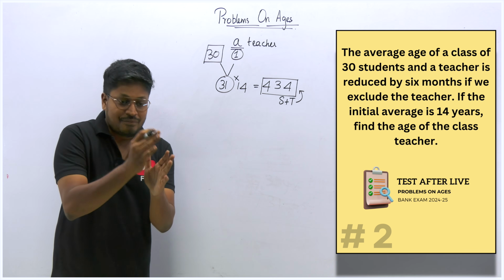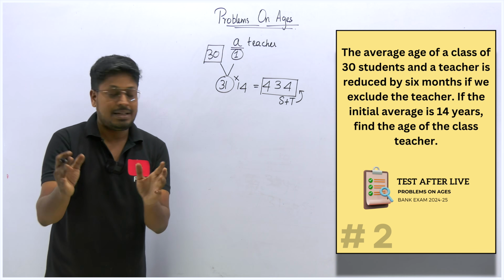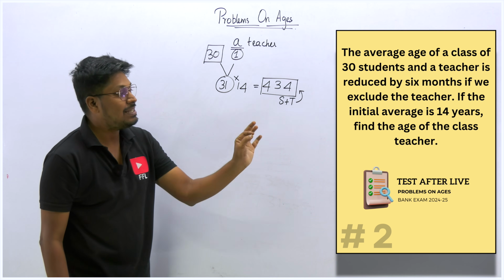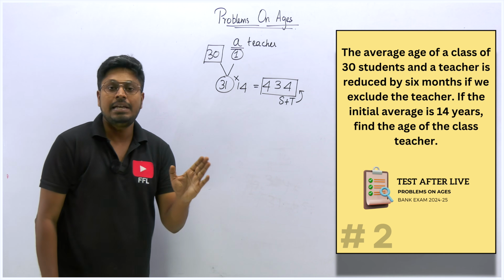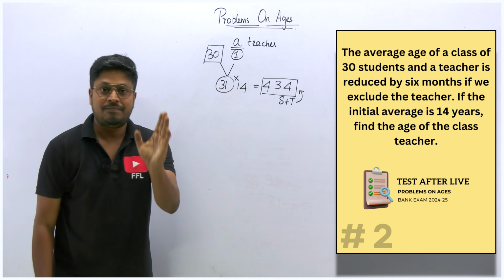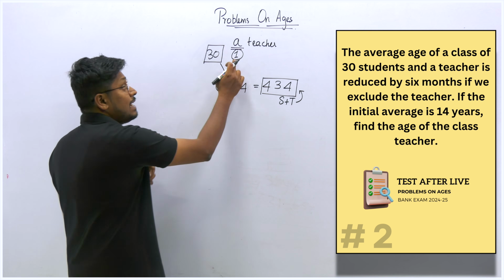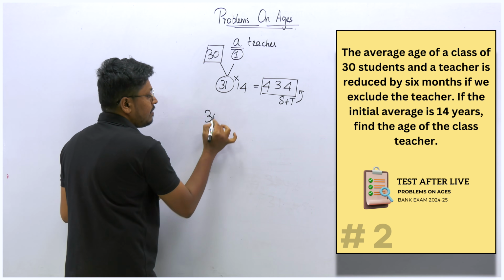So now when the teacher is excluded, just read the words carefully, the average is reduced by 6 months if we exclude the teacher. The meaning here is, in a classroom, if we eliminate the teacher, only 30 students will be there.